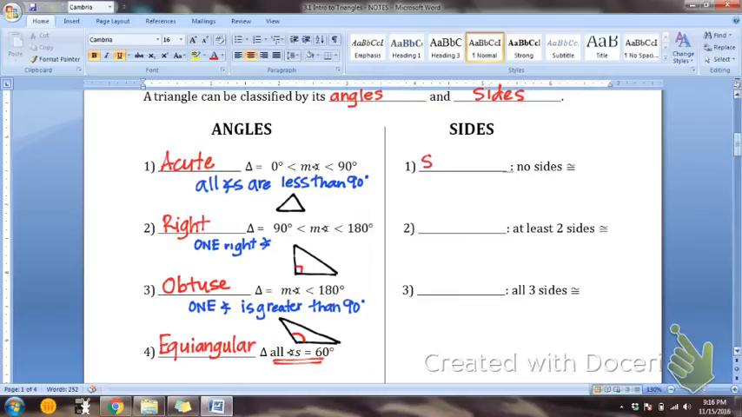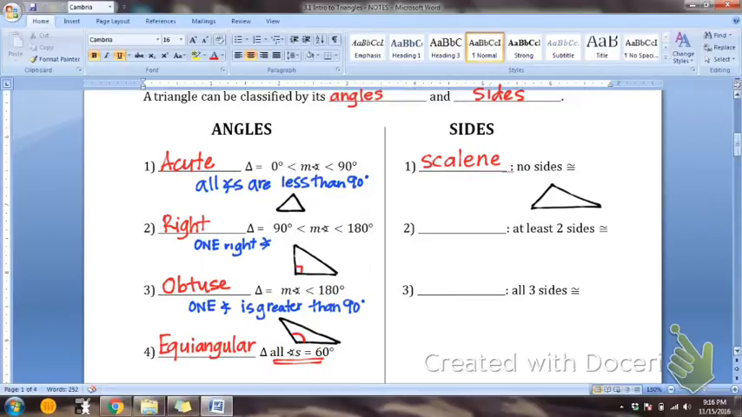So the next way that we can classify a triangle is by its sides. The first way is if we have no sides that are the same, we say that the triangle is scalene. So this is a new word, scalene. No sides are the same. That's what scalene means. No two sides are the same. So this is maybe what a scalene triangle would look like, where all three sides are obviously not the same size.